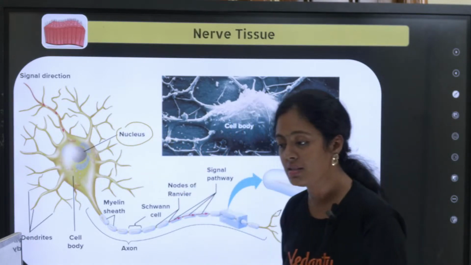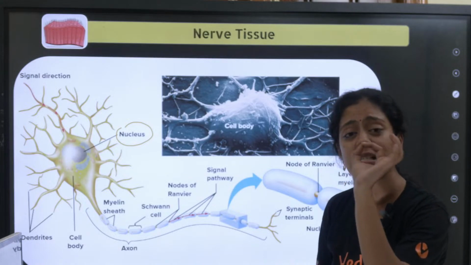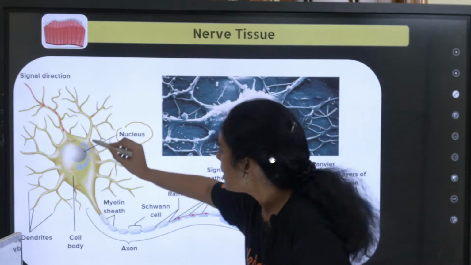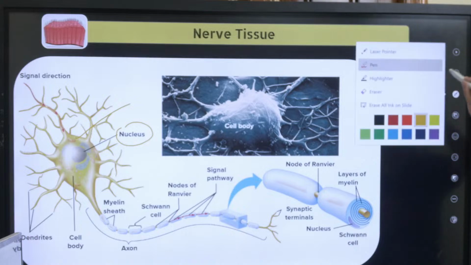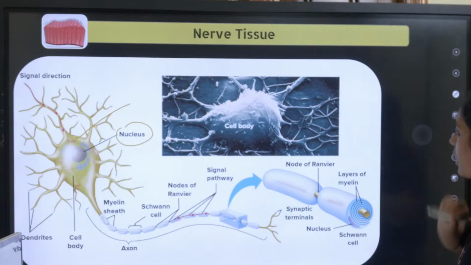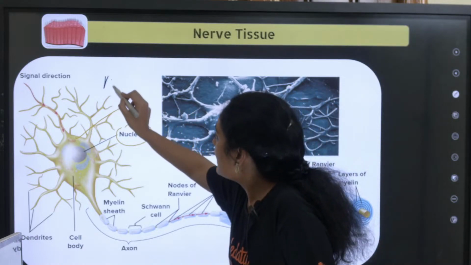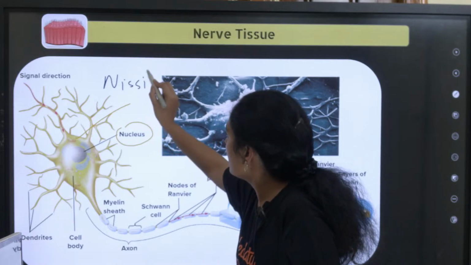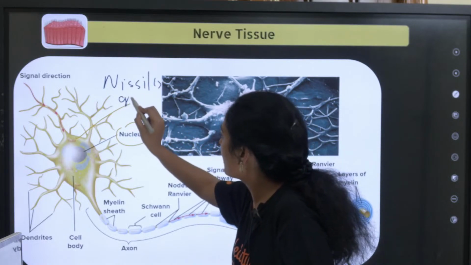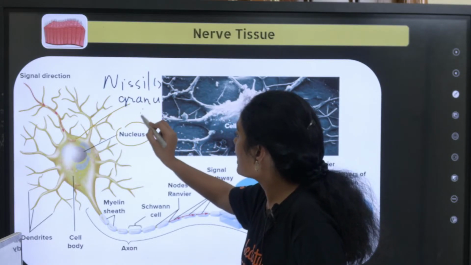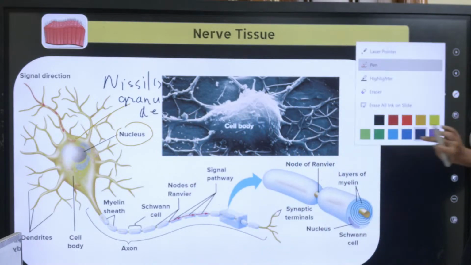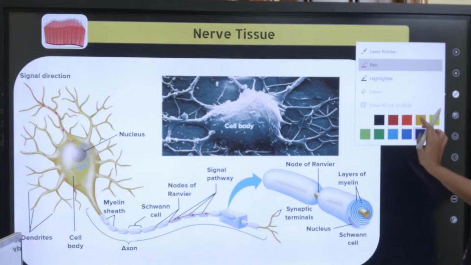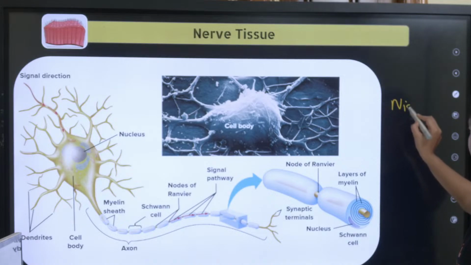It has a nucleus, and it has so many small granular structures. There will be many granules in it. Can anyone tell me what the granule present in the cell body is? Anybody? At least one of you? That is called Nissl's granule. A granule called Nissl's granule is present in our cell body. It is an elongated cell. Is the name I'm writing here clear? Okay, Nissl's granule.